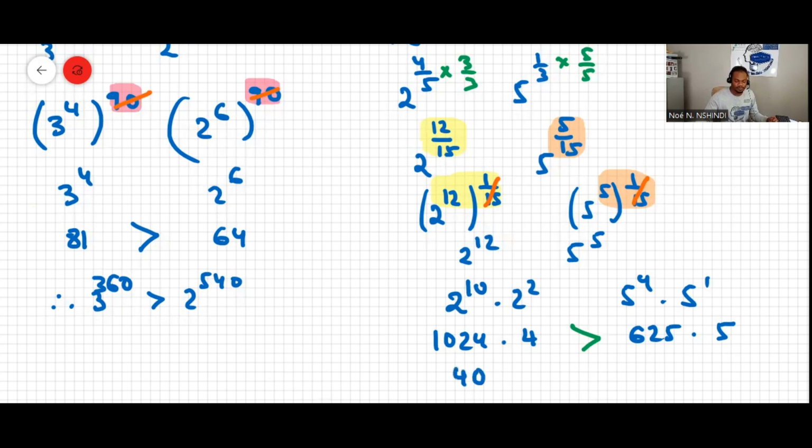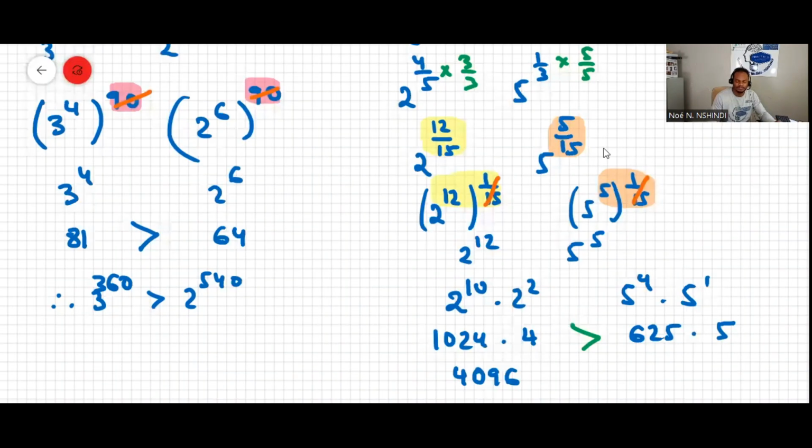That makes 4096. And then this one will be 625 times 5, which would be 3075... no, 4,000 already. Okay, let me double check. 6 times 5 makes 3,000, 25 times 5 makes 125. So 3125. Yes, this is 3125. So this is greater than that.